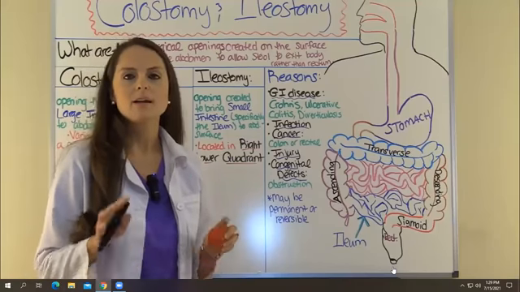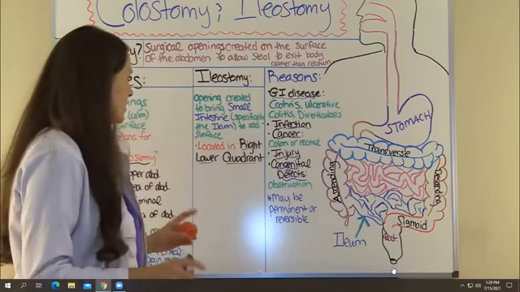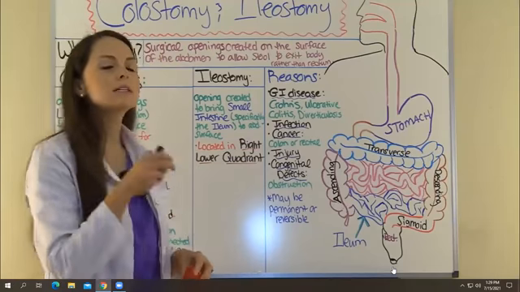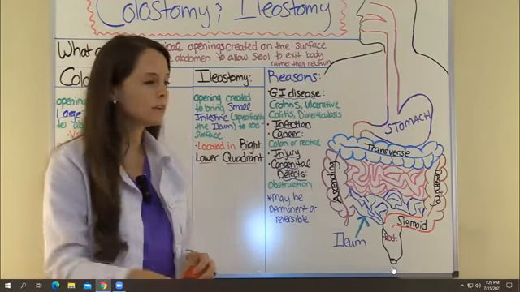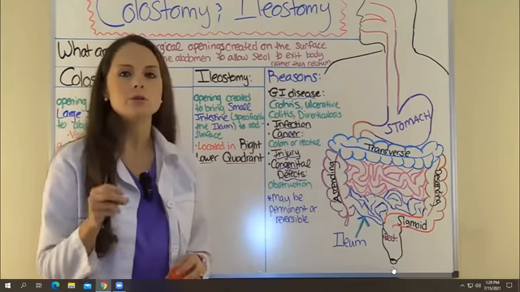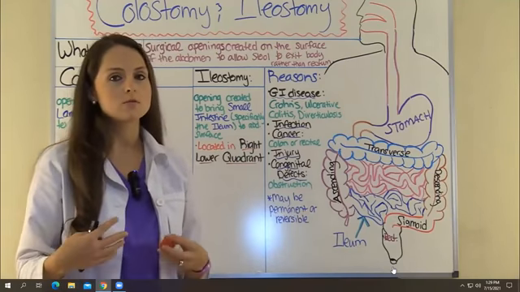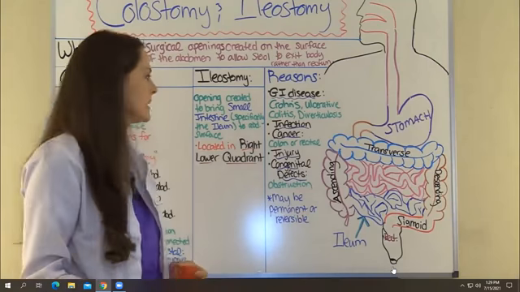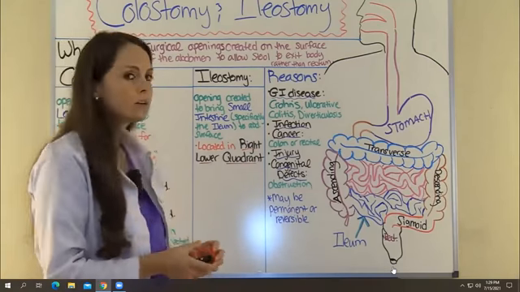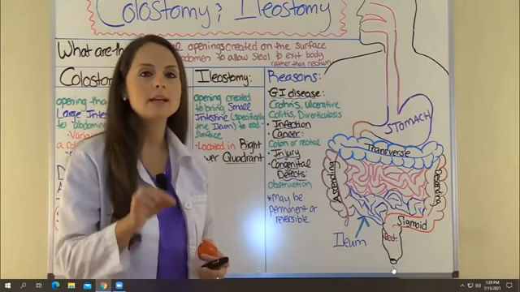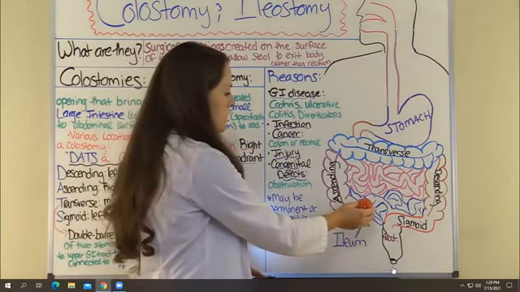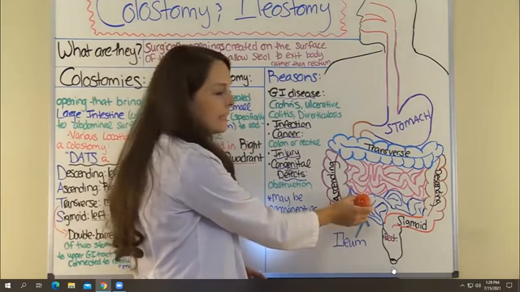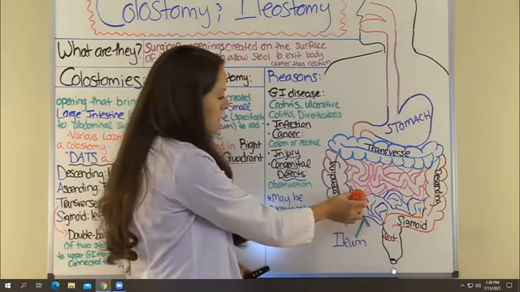Now let's talk about an ileostomy. Okay, an ileostomy is a surgical opening that has been created to bring the small intestine, specifically the ileum, to the surface of the abdomen so stool can be excreted. And an ileostomy is going to be located in the right lower quadrant. So you can expect one to be about right here on the abdomen.